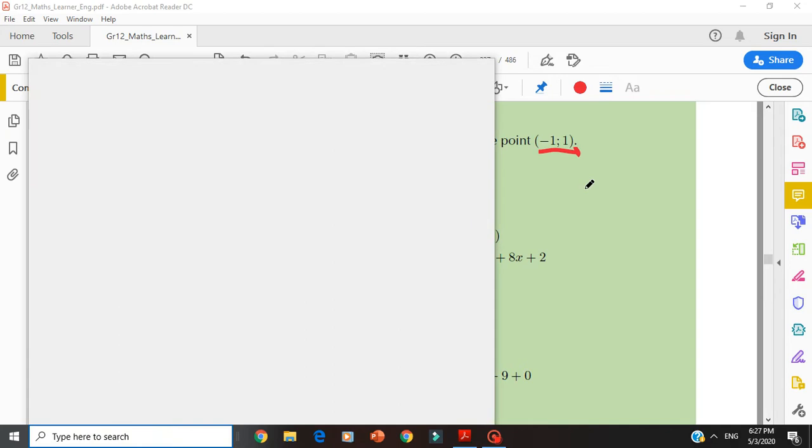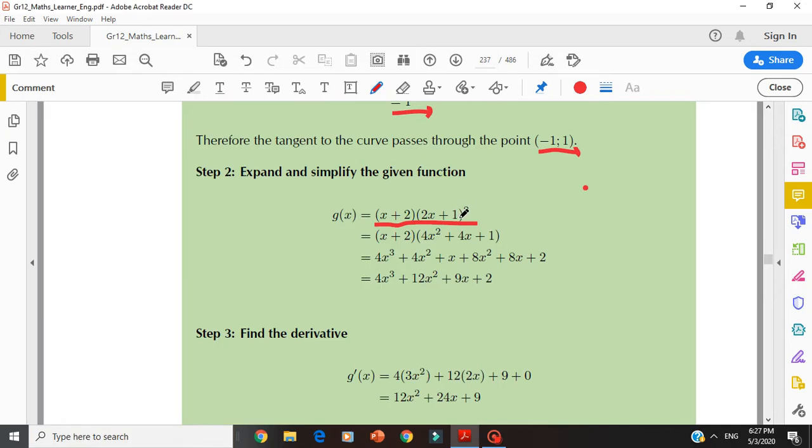The first step here would be to FOIL out this bracket. So 2x times 2x is 4x squared. 2x times 1 is 2x. 1 times 2x is 2x. 2x plus 2x gives me 4x. 1 times 1 gives me 1. So that's how I'll get that bracket. The next thing you're going to do is multiply x plus 2 to each term here, and you'll get this very lovely looking set of variables.